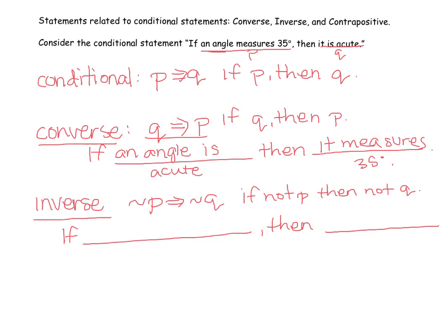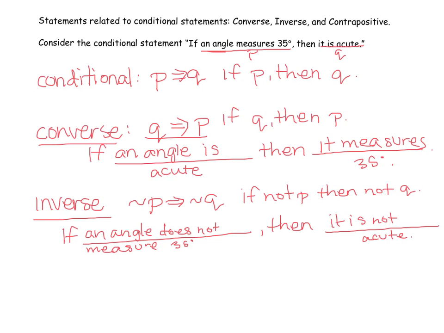And remember from the last unit, we don't want to say it's obtuse or it's right, or give a list. We just want to make it really simple and say it's not acute. So if an angle does not measure 35 degrees, then it is not acute. And again, you should have some raised eyebrows as to the truth value of that statement, but that is indeed how you write the inverse of the statement.